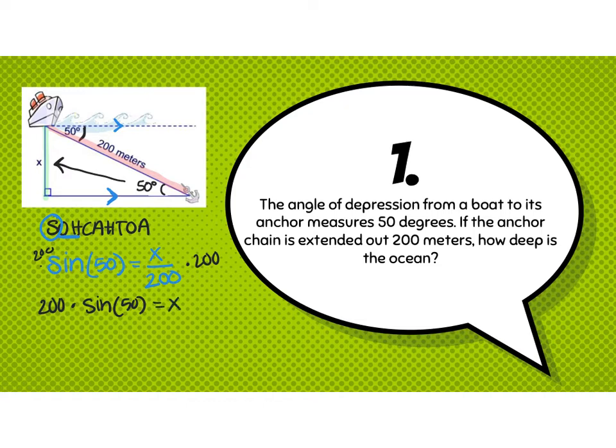I'm going to put this in my calculator. Again, make sure you check that your calculator is on degrees. When you do that, you get X equals 153.2, rounding to the nearest tenth, meters deep. Now I just want to pause here for a second and go back to our picture. You could have actually solved this a different way, realizing that this angle here would be 40 degrees because we have a right angle. 40 plus 50 gives us 90. And you could have used cosine. You would have gotten the same exact answer.